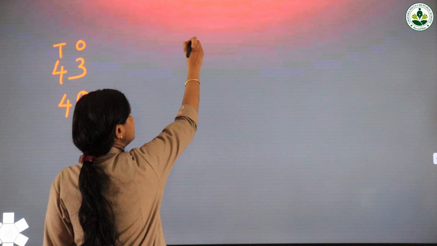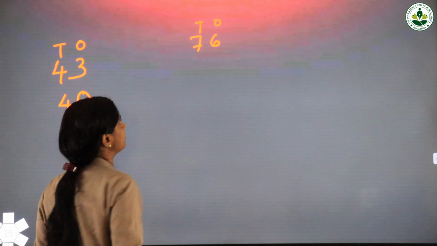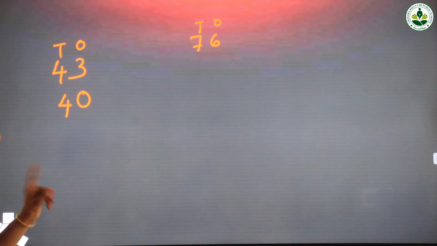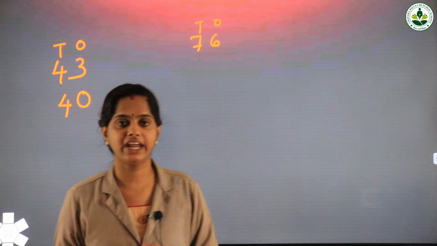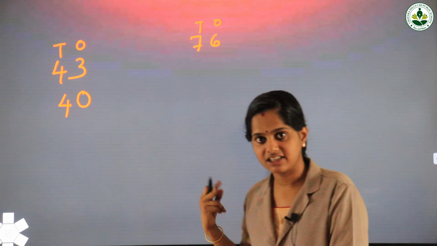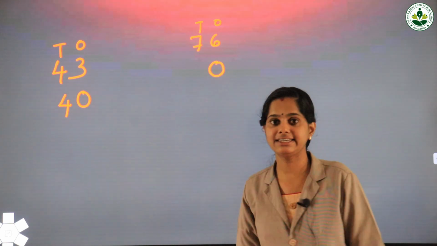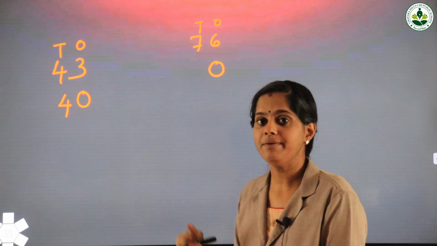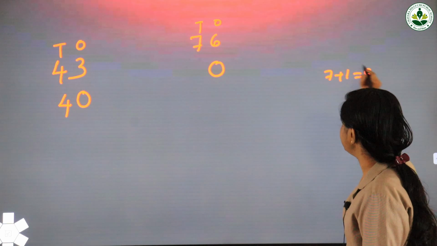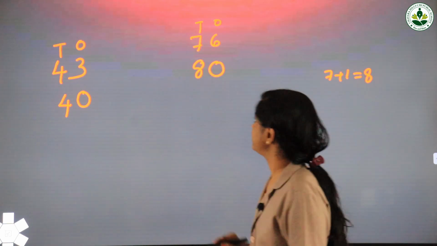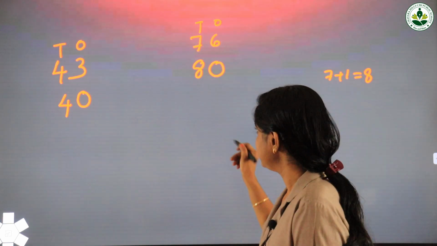Another example, 76. First step is to look at the digit in the ones place. Here we can see that it is 6. Is 6 less than 5 or greater than 5? Yes, we know that 6 is greater than 5. So we can round off by writing 0 in the ones place and adding 1 to the digit in the tens place. That is 7 plus 1. 7 plus 1 is 8. So we can write 8 in the tens place. So we can say that 76 rounded off to the nearest 10 is 80.